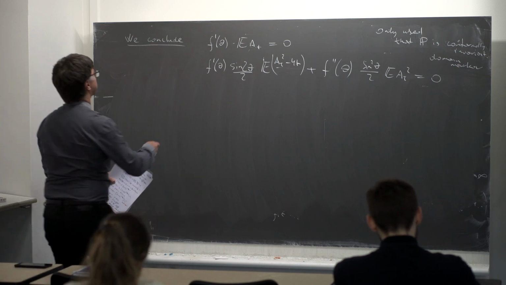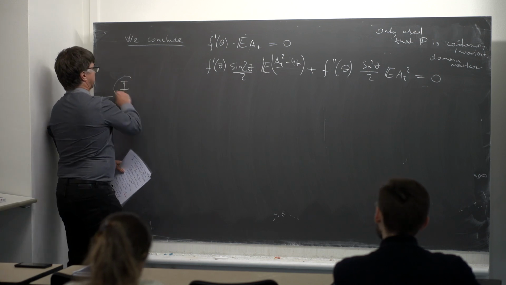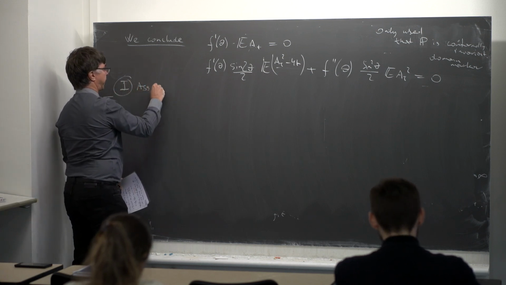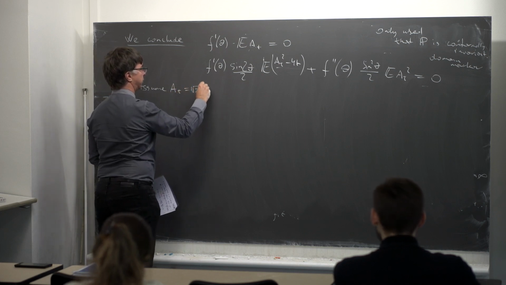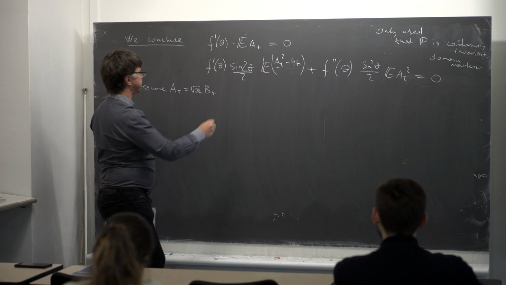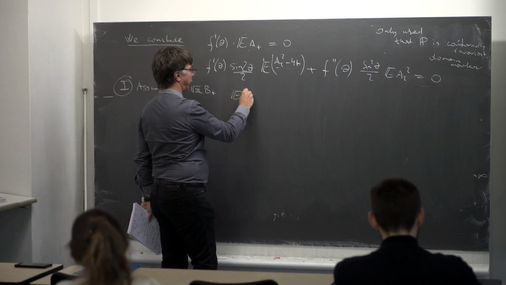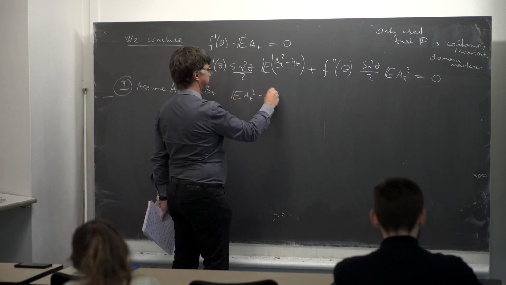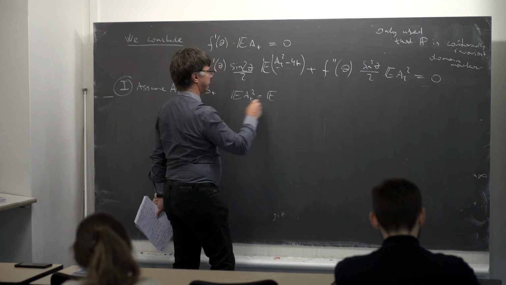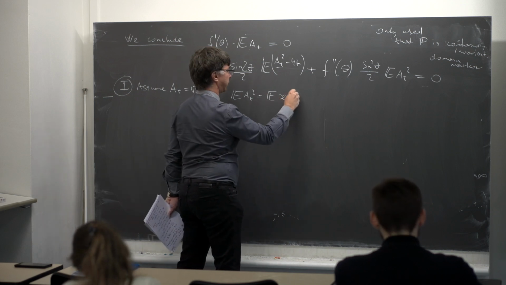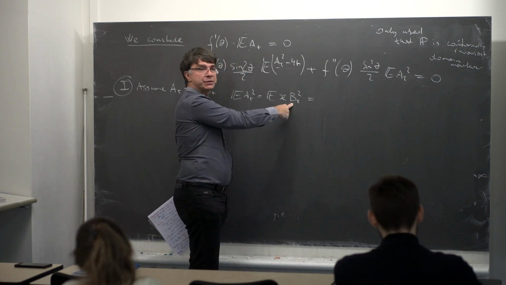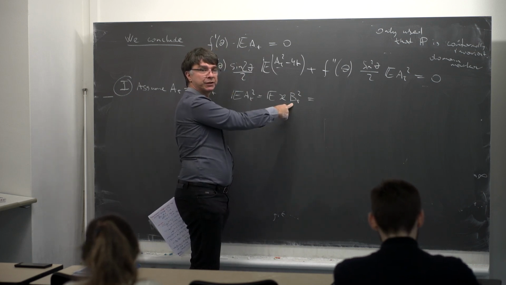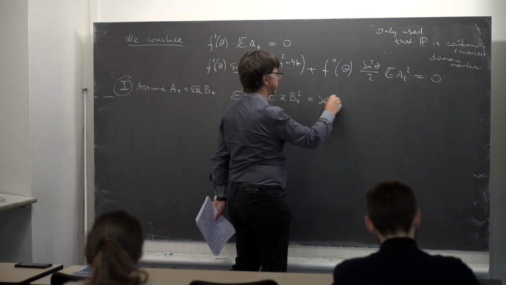First, assume that A_t is square root of kappa B_t. Then what is the expectation of A_t squared? So it's the expectation of kappa Brownian motion squared at time t. The expectation of Brownian motion at time t squared is t. So we get that it's exactly kappa t.